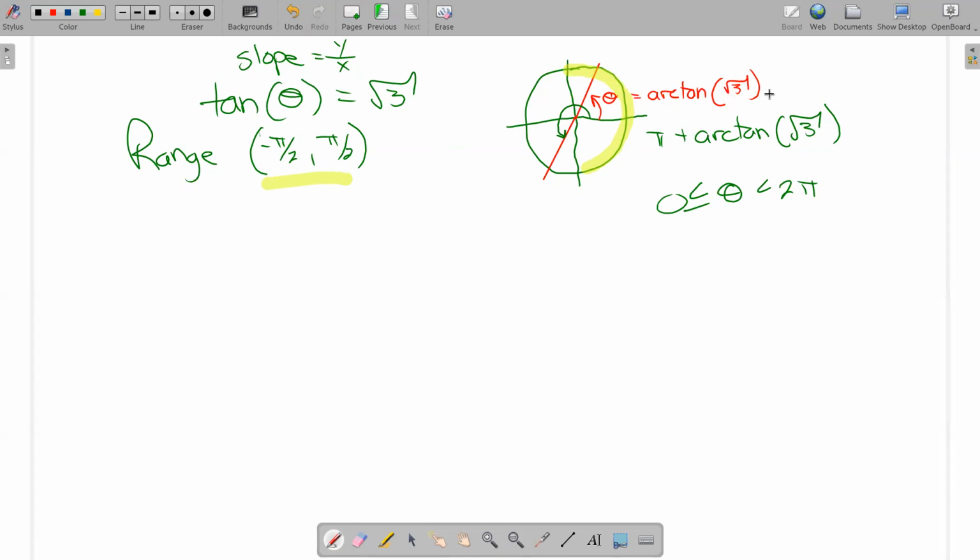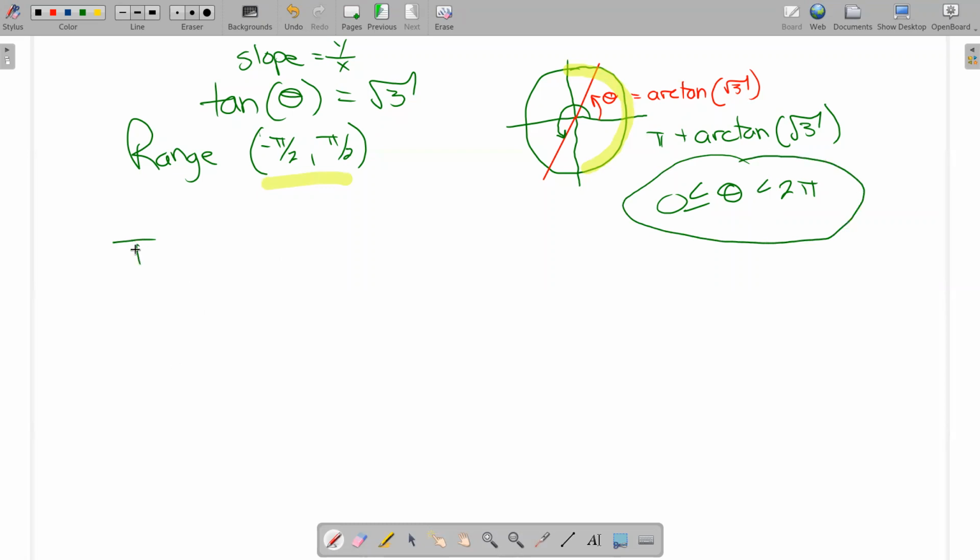And again, arctangent gives me one. Sometimes it's a special angle. In this case, it was pi over 3. And then the other one's always going to be pi plus the arctangent. And then based on those two, I can then add 2 pi over and over again and get other ones. So there are two solutions from 0 to 2 pi, that first revolution on the circle.